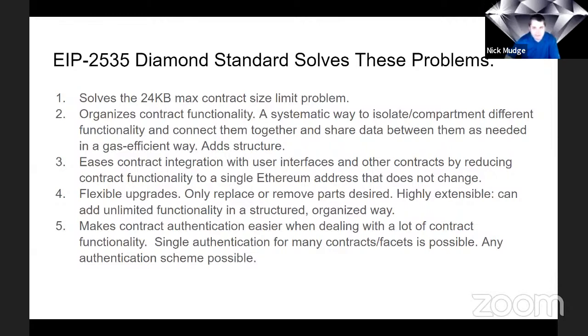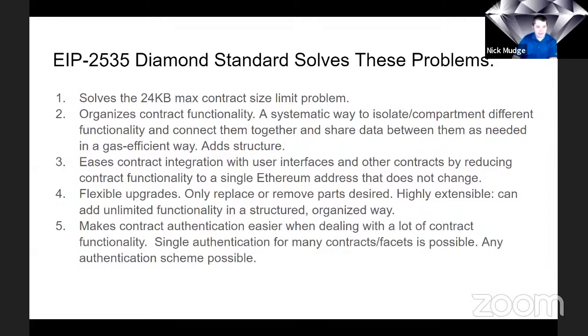That's the most obvious problem the diamond standard solves, but I found it solves some other things and makes some other things easier. One is that it organizes contract functionality: a systematic way to isolate and compartmentalize different functionality, connect it together, and share data between the parts as needed in a gas efficient way. It adds structure. When you have a lot of contract functionality, it's good to have it organized in a way that makes sense, and the way the diamond standard works helps you do that. This is also useful if you're bringing new people onto a project. If they're familiar with the diamond standard, they can get up to speed faster on your project, because things are organized using the same structure.